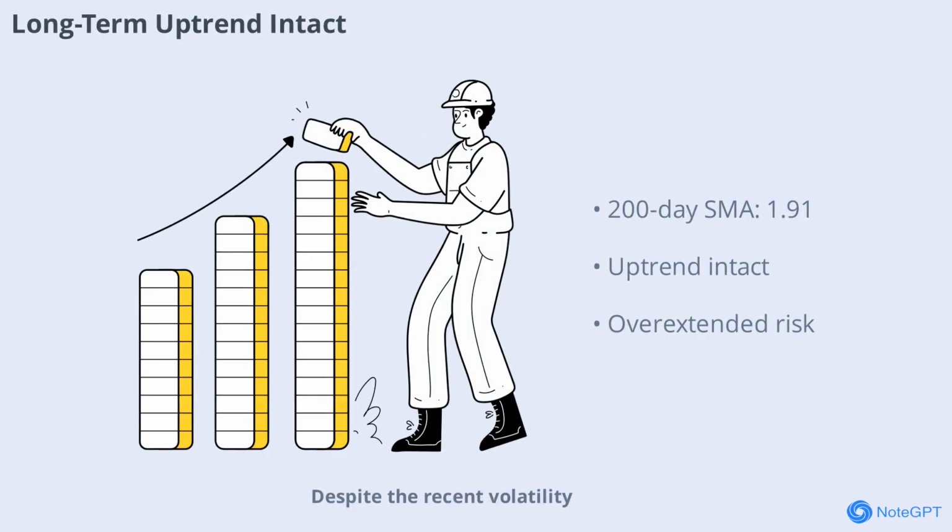Despite the recent volatility, THAR's long-term moving averages remain well below the current price. The 200-day SMA and EMA, both around 1.91, confirm that the structural uptrend is still in place. However, the distance between the current price and these long-term averages suggests the stock is still overextended compared to historical norms. This is a sign that caution is warranted, as overextended stocks can be vulnerable to further correction.